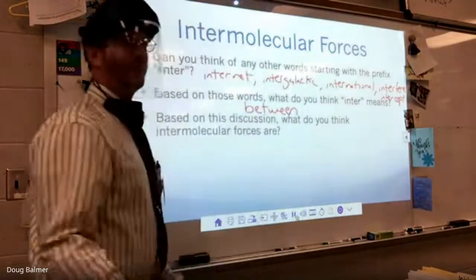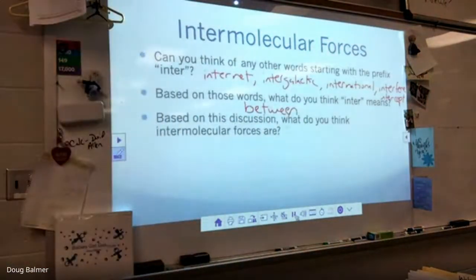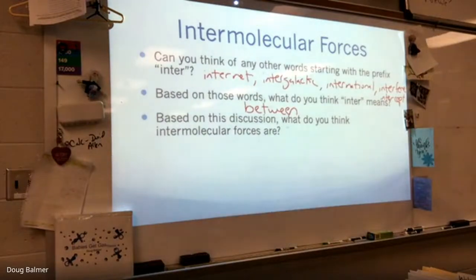So now that we know that, what do you think intermolecular forces or IM forces might refer to? Quick conversation. Forces in between the two molecules. That's right. Perfect. And I heard some good conversations out there. They would be forces of attraction between molecules, the stickiness between molecules.